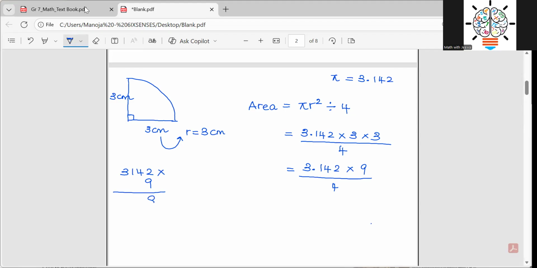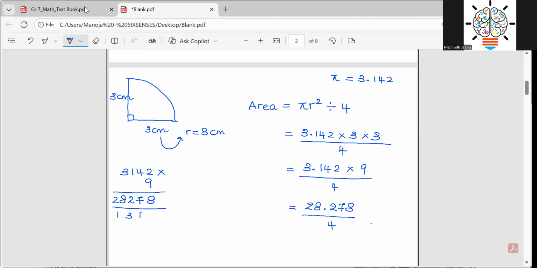9 times 2, 18, 1 remainder, 9 times 4, 36 plus 1, 37, and 9 times 1, 9, 9 plus 3, 12, 1 remainder, 9 times 3, 27, 27 plus 1, 28. Now you have 28,278. But in the question we had 3 decimal places, children. You want to start keeping the decimal places from the right side corner. And if you count 3 digits, it gives me 28.278 divided by 4.